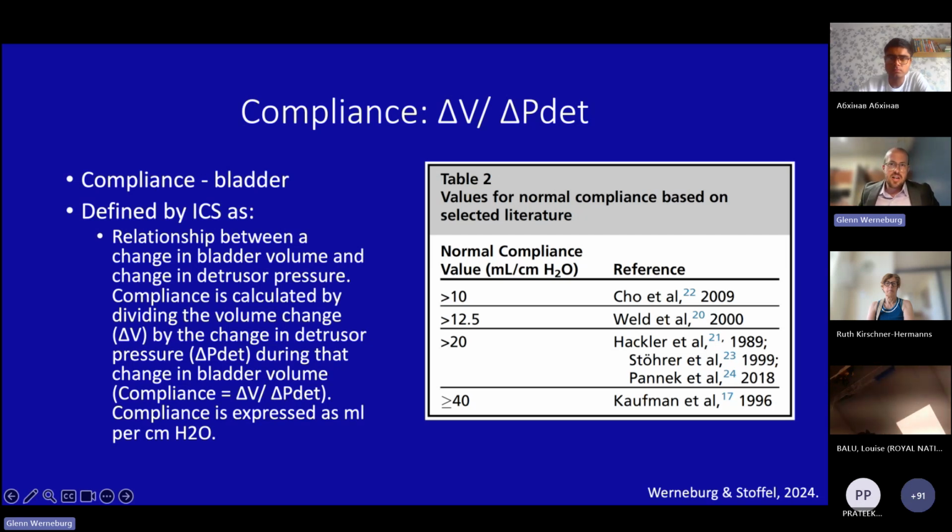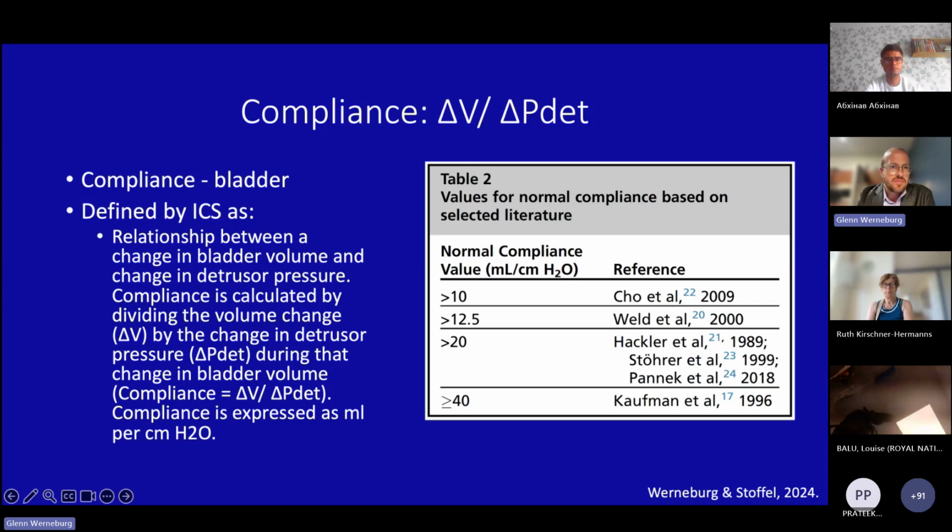Compliance is the change in volume on urodynamics over the change in detrusor pressure. So you pick two different points on a urodynamics tracing. I'll show you how to do that on an example. And you look at the change in the volume and you divide that by the change in the pressure over that volume.